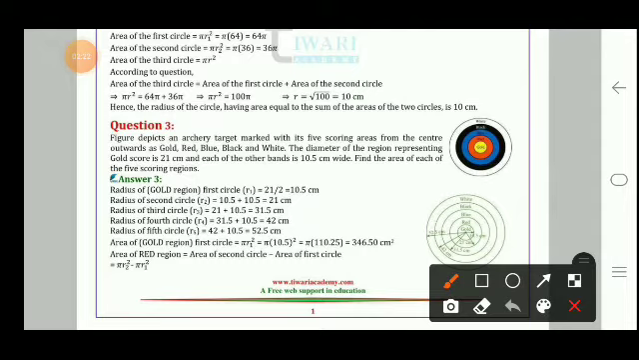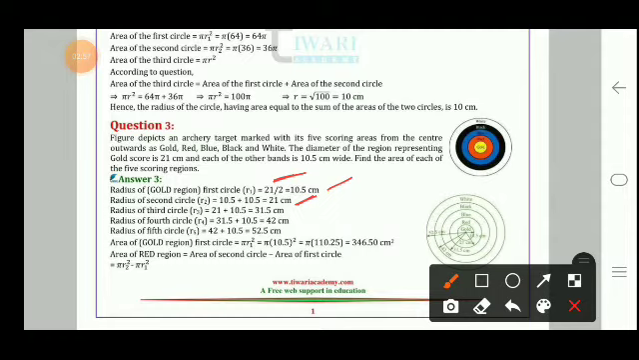Okay, so the radius of the gold region, that is R1, is 21 upon 2, which is equal to 10.5 centimeter. The radius of the second region R2 is 10.5 plus 10.5, as the width of the band is 10.5, so it is 21 centimeter.